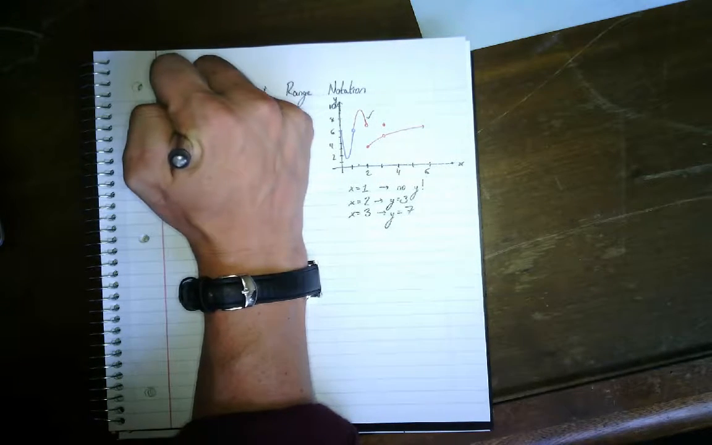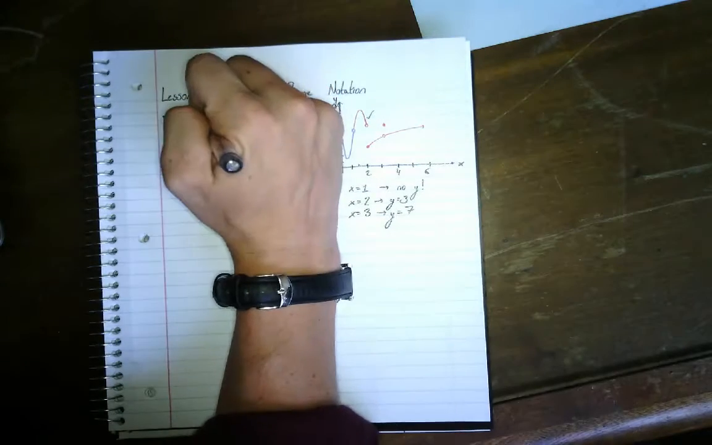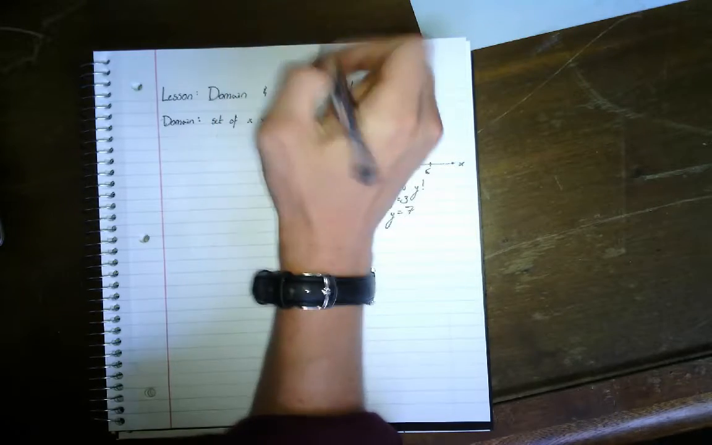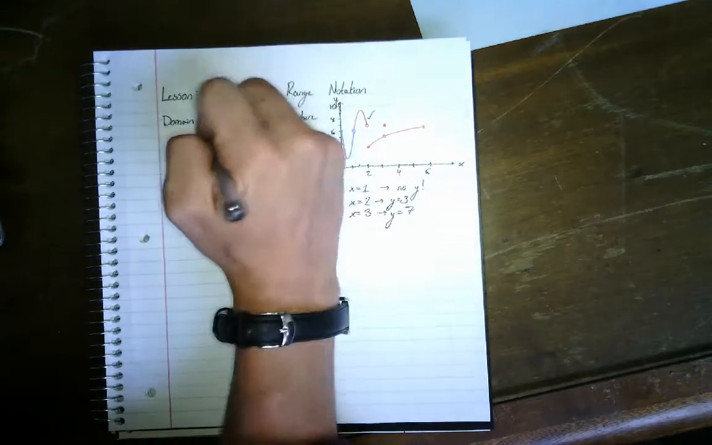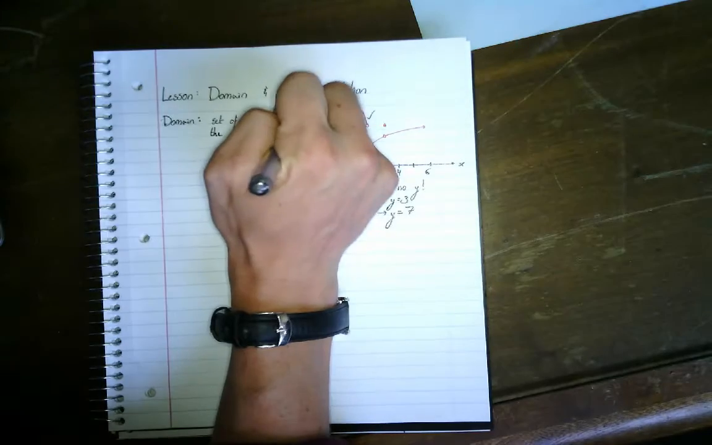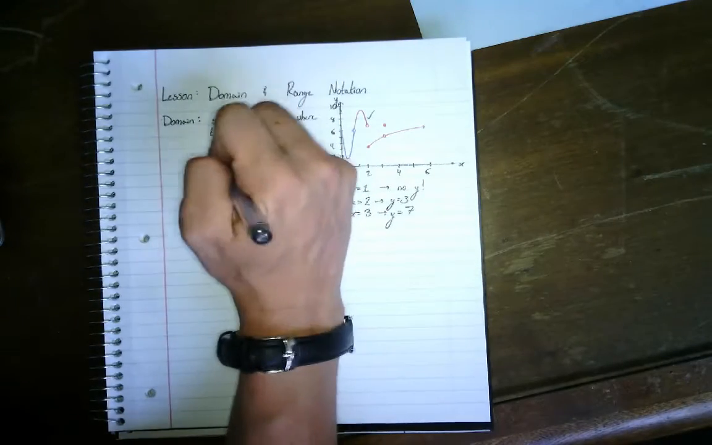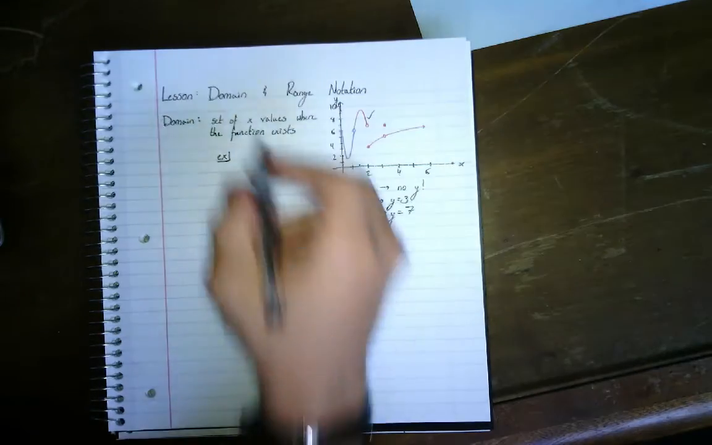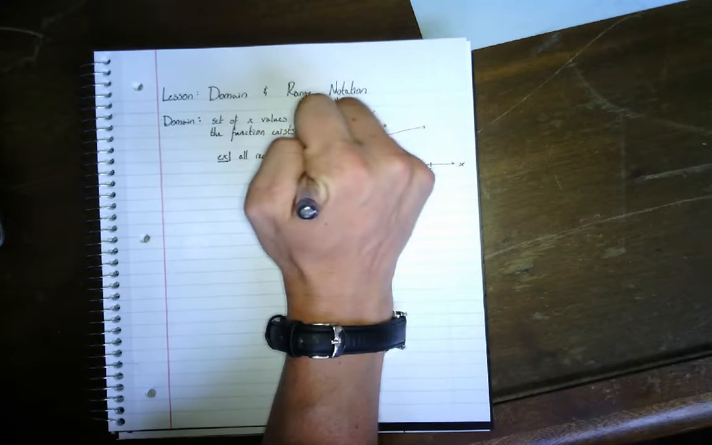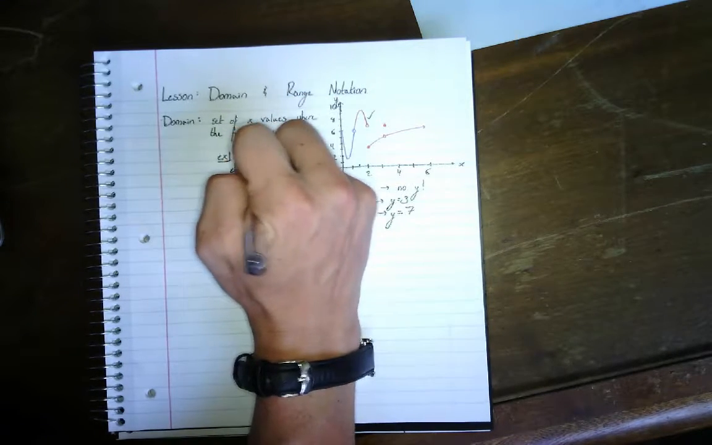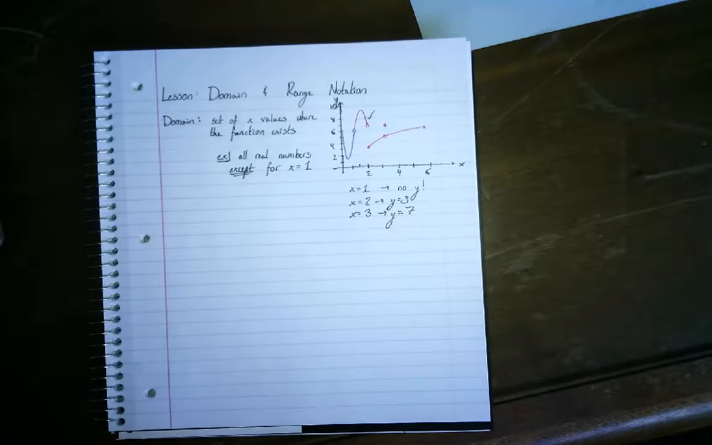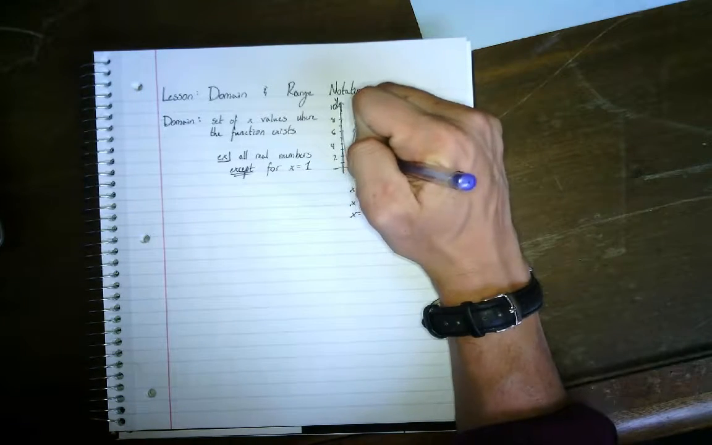So just to review, the domain is going to be the set of x values where the function exists. So for this example, we know that it's all real numbers except for x equals 1. I'm going to dip this down just a little bit.